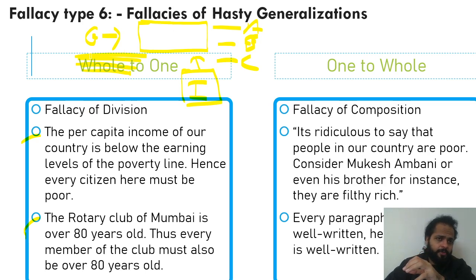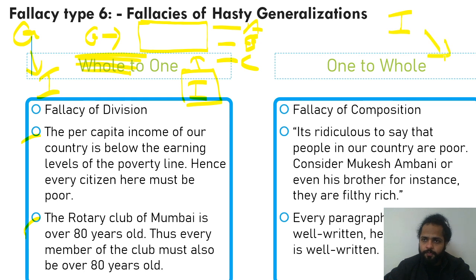So the first category goes from the group to the individual. The second category is just the other way around. You go from the individual to the group.